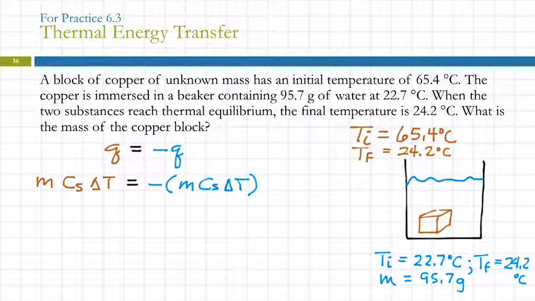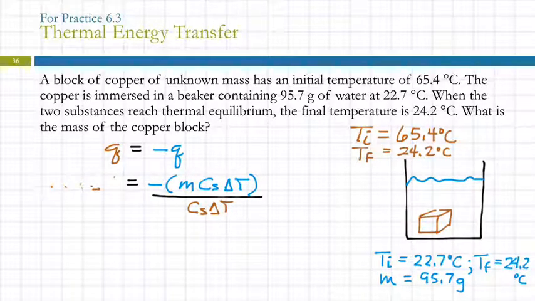So we've got the delta T's. We've got the mass of this. We want to find the mass of this. So let's rearrange this equation. I'm going to divide both sides by C sub S and delta T for the copper. And then I'm going to erase those from over here and move the M over. I just rearranged the equation. I solved the equation for M.